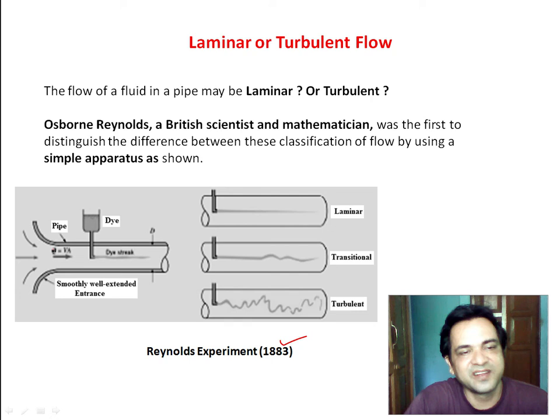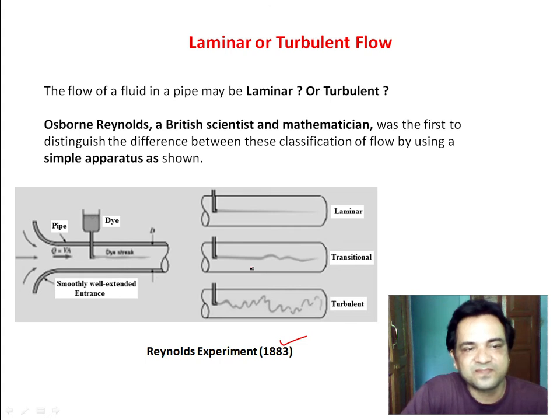He went on increasing the velocity of the flow. Increasing velocity means increasing the flow rate, because the flow rate is the product of velocity and cross-sectional area. By increasing the flow rate, he observed different behavior. At small flow rates, the dye was moving along a straight line. There was no change of the position of the dye.